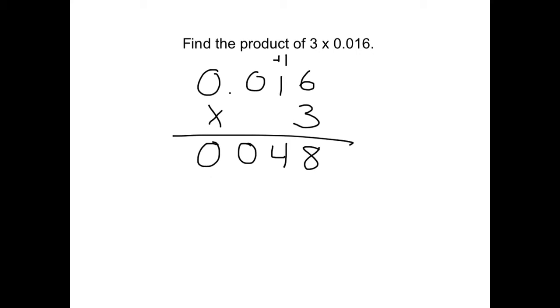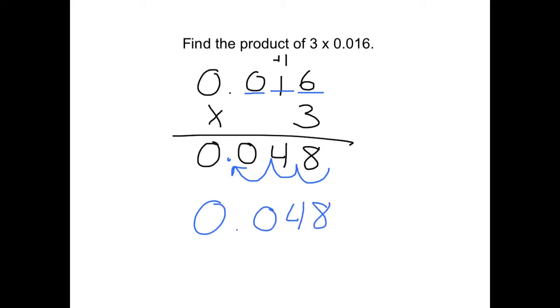Now what we do is we count the number of spaces after the decimal. 1, 2, 3. So there needs to be 3 decimal places in the answer. So I start on the right and I come over 1, 2, 3. And the answer is going to have the decimal right there. So the answer is 0 and 48 thousandths.